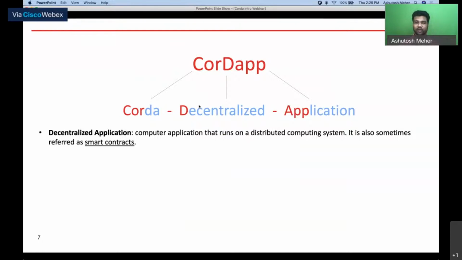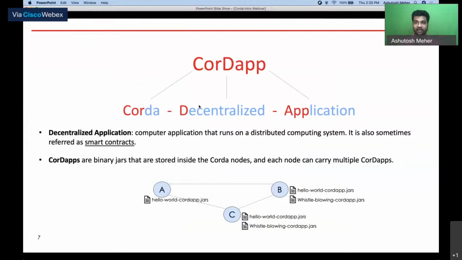You might have heard of the term smart contract, right? So that's analogous to a Corda app in the Corda world. Apps are generally just binary files, which are your jar files, which once installed on your different Corda nodes, then two people having the same app can basically communicate with each other, do transactions, share facts, and do their business workflows, right? So that's what a Corda app is. It's that application which developers like you develop and install on your Corda nodes.